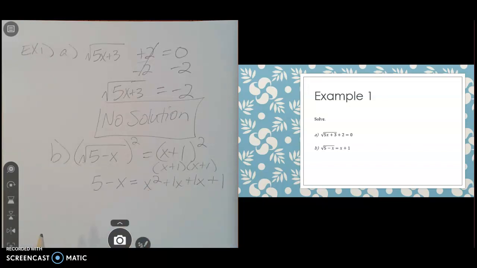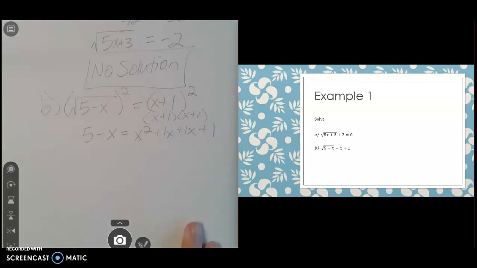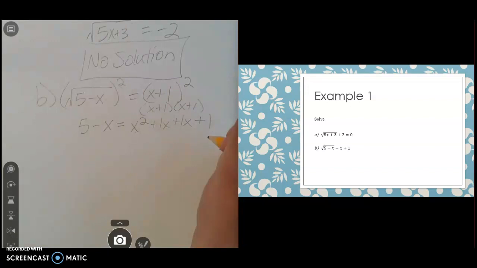I use factoring. So to solve by factoring, I need to get everything on the same side. Then I'm going to factor it. Then I set each factor equal to 0 and solve those little equations. And then I'm going to check my answers at the end. Okay? So first step is getting everything on the same side.